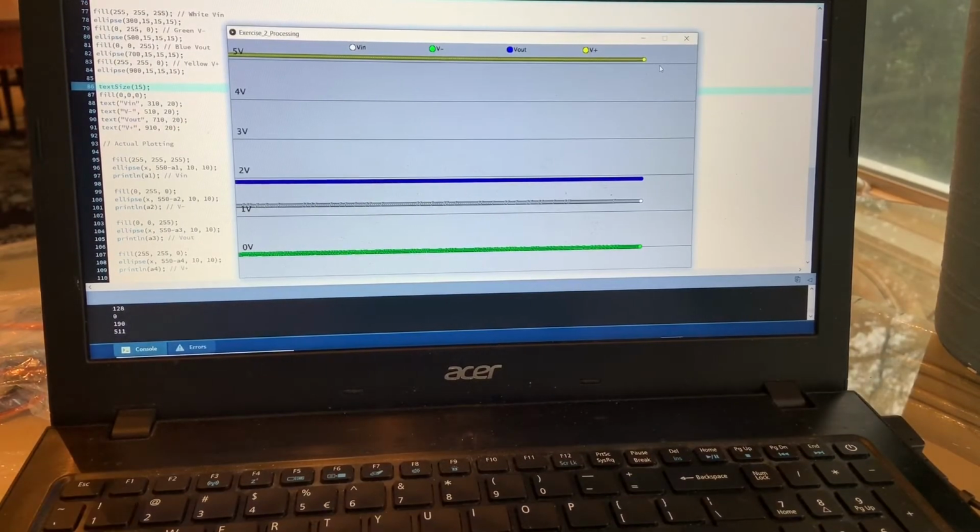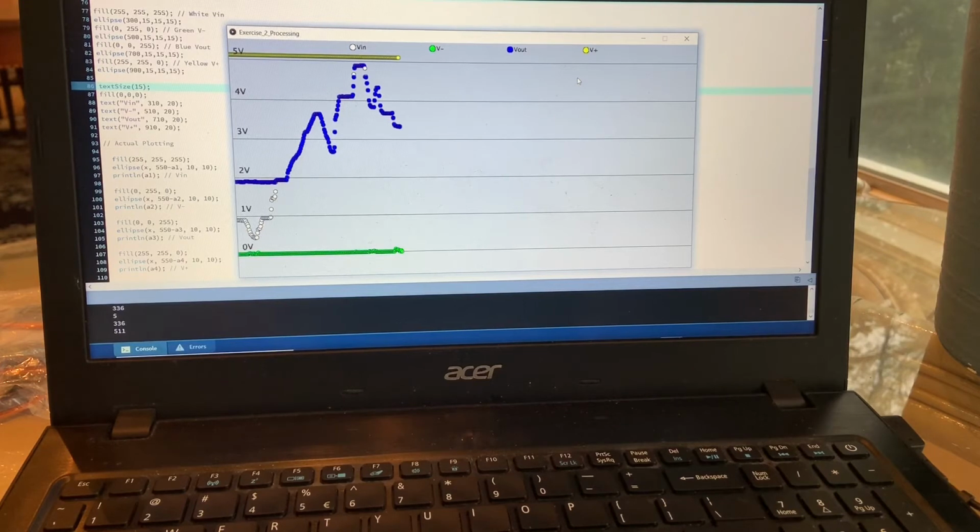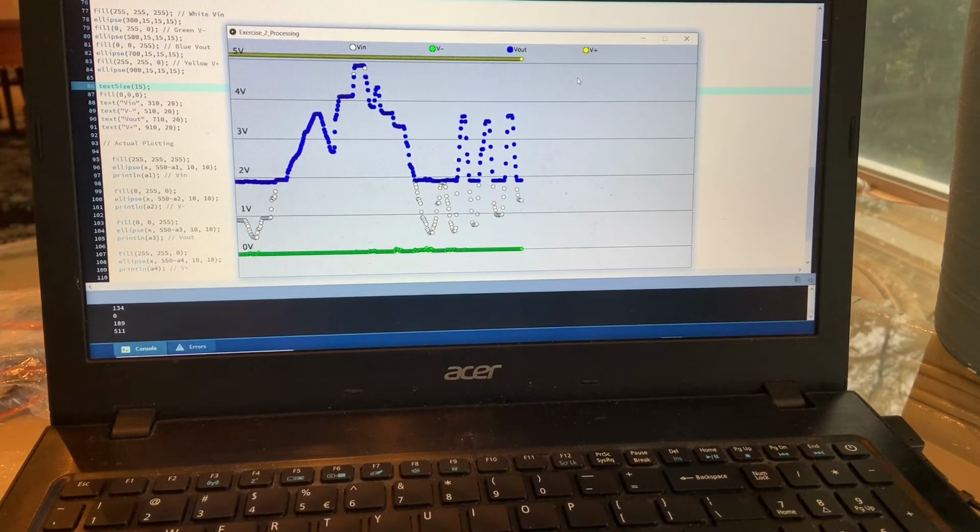All right, and this is our processing output here. So when I turn the potentiometer, you can see it's going to affect the white line, which is our V in. And then when I get above 2 volts, the op amp takes over and amplifies V out. And then you can see when I go back below 2 volts, it goes back to just whatever V in is. So basically V out past 2 volts equals V in, but below it, V out is always 2 volts.